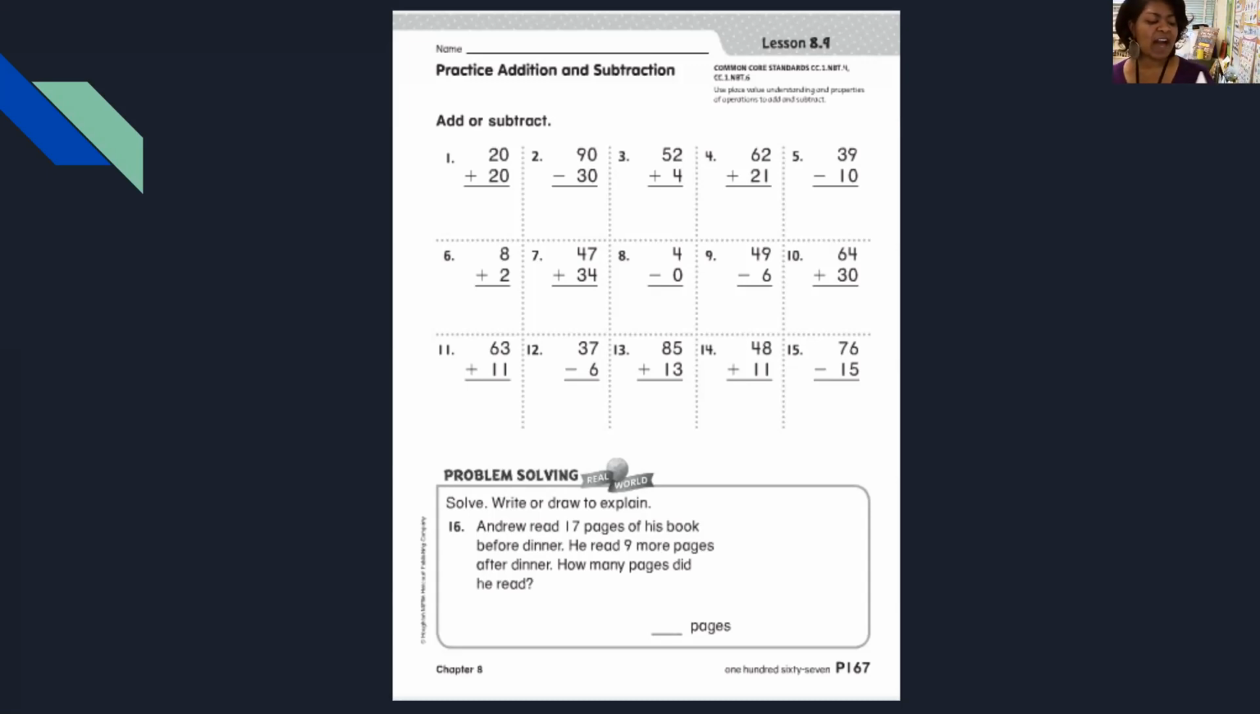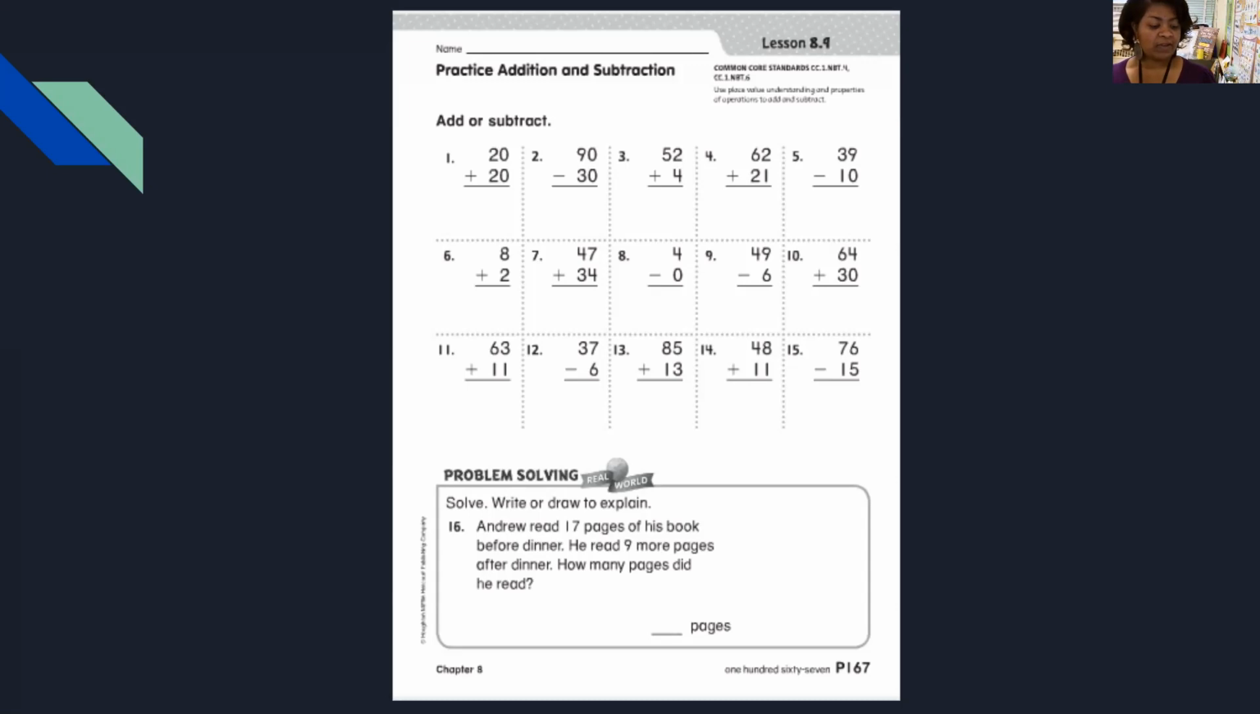And let's do number 5. 39 minus 10. I have 9 in my ones place, and I'm going to take away 0. So 9 minus 0 is 9. Didn't take any away. And 3 minus 1 is 2. So your difference is 29.